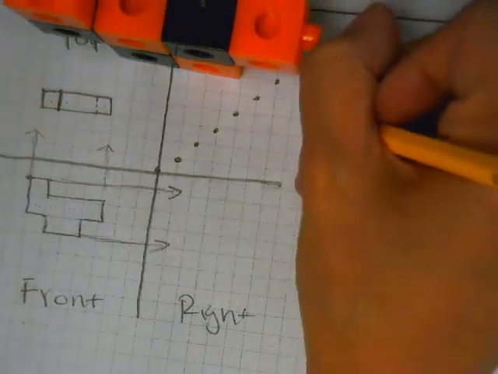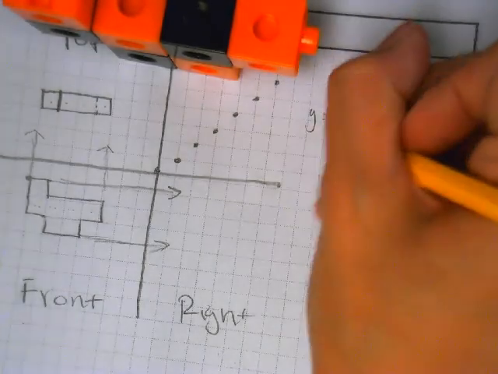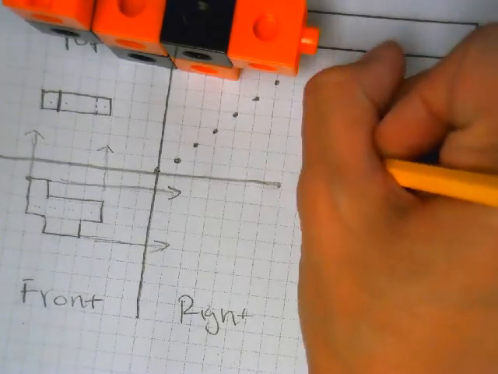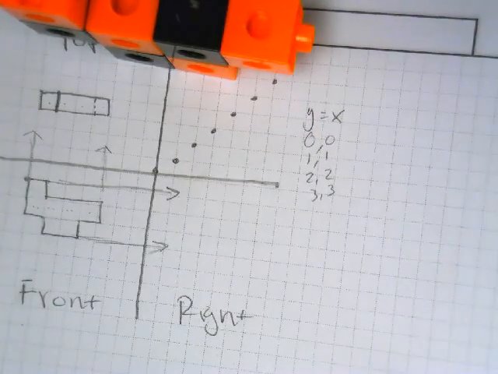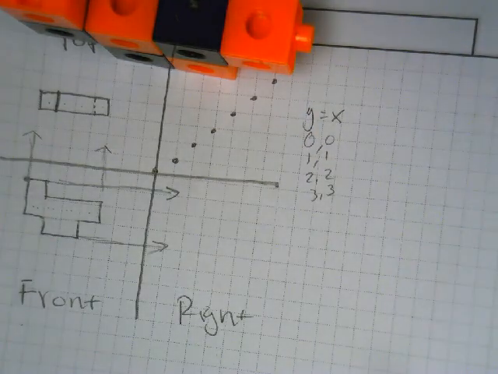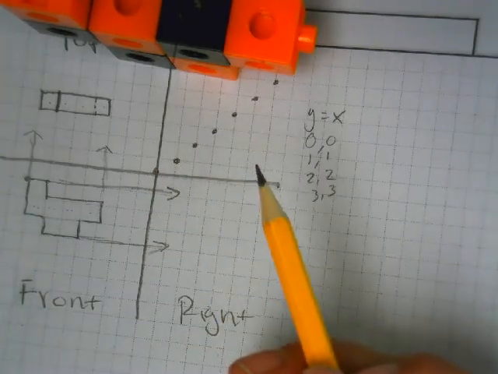So, y equals x, right? So you have to do the ordered pair 0, 0. You don't have to write this down. 1, 1, 2, 2, 3, 3, right? So 1, 1, 2, 2, 3, 3. Okay. All right. Now, here is the weird part.